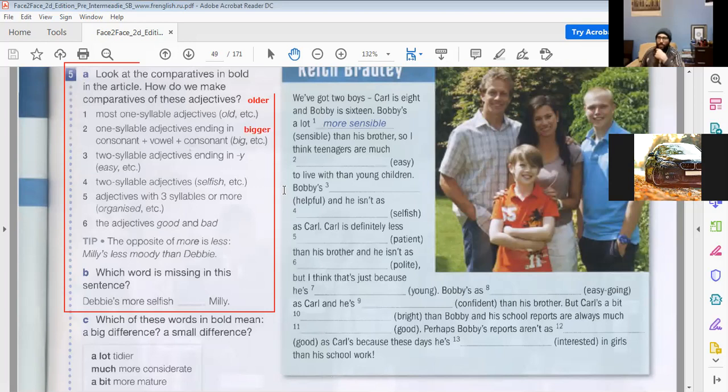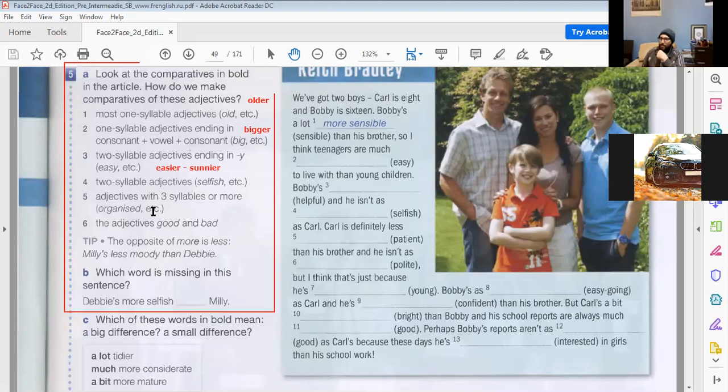Big, bigger, hot, hotter. Just double the last letter. All right, what about adjectives that end in Y, two-syllable adjectives like easy, sunny, windy? IER, easier. Correct. We delete the Y and we put IER. So easy becomes easier, and sunny becomes sunnier. That's correct. All right. Now, what about two-syllable adjectives?